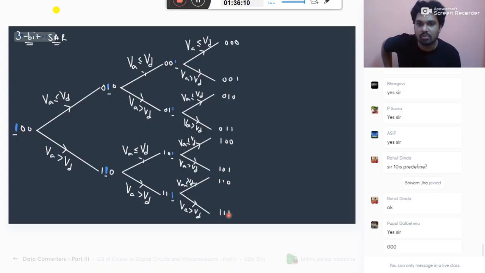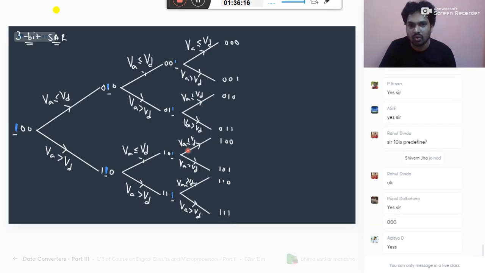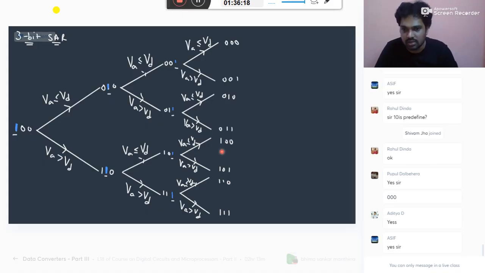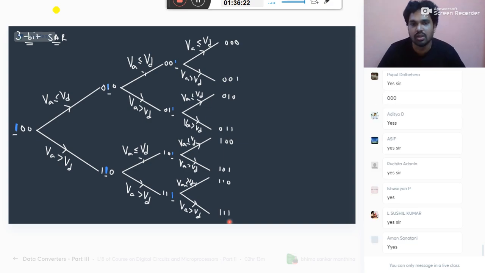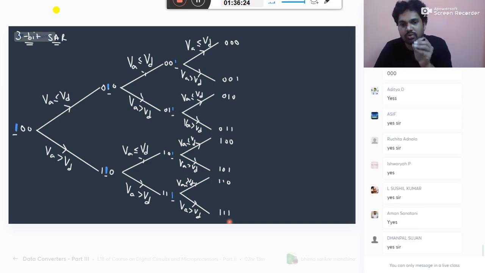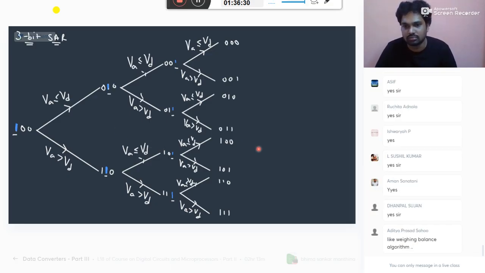Now you got all the 8 combinations or not? Check it. 0 to 7, you got 0, 1, 2, 3, 4, 5, 6, 7. Okay, so now we take one input and let us see how that input is traveling from here to end. For that particular input, how this is moving, let's check it. Shall we start that?